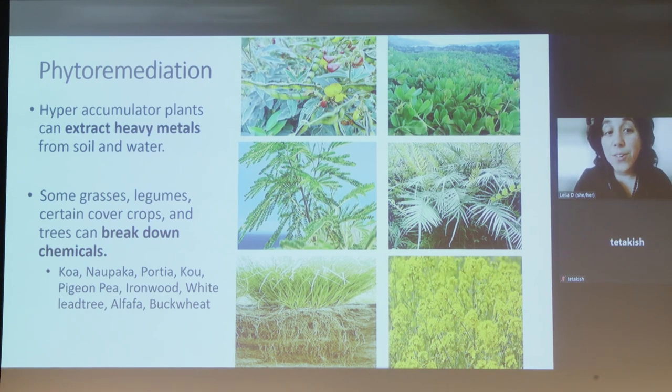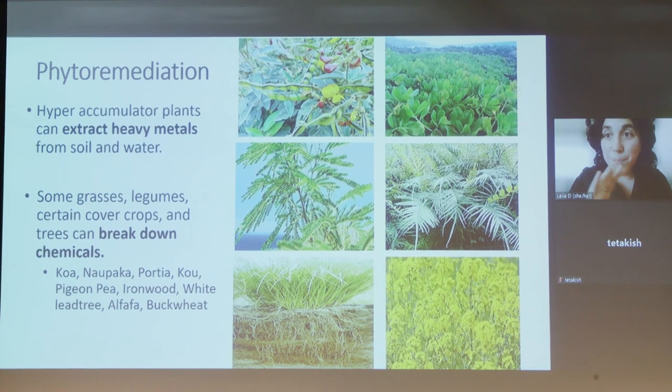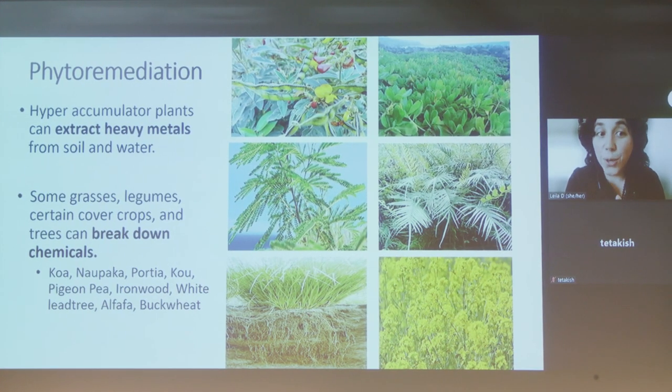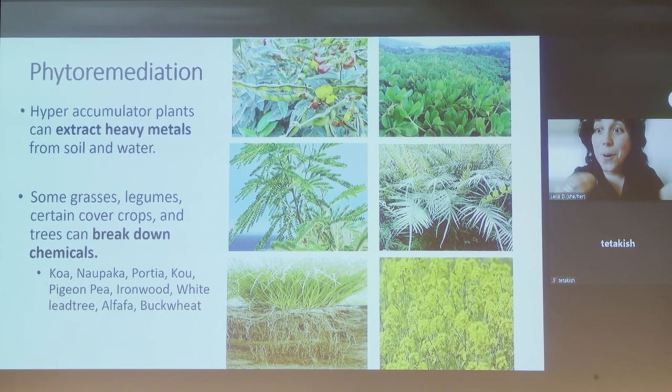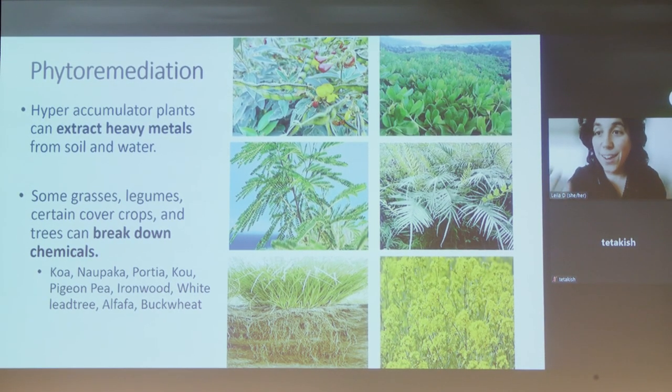And there are other types of plants like grasses, cover crops, anything that's a nitrogen fixer or a legume, and trees that are good at breaking down chemicals, because they work with bacteria to do that and create good habitat for it. And so here are just a few examples in Hawaii of plants that are good when it comes to breaking down different chemicals.